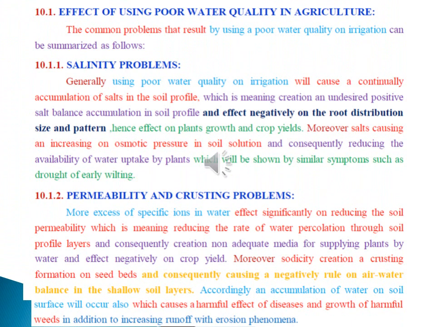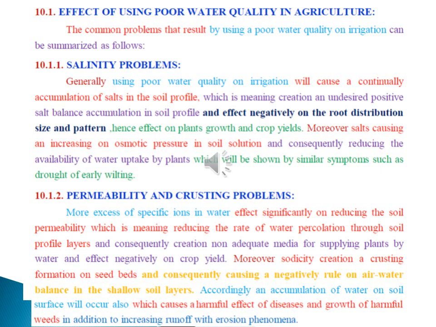Effect of using poor water quality in agriculture. The common problems that result from using poor water quality in irrigation can be summarized as follows. Number 1, salinity problem. Generally, using poor water quality in irrigation causes continual accumulation of salts in the soil, which creates an undesired positive salt balance in the soil, which affects the root distribution zone negatively, and therefore affects plant growth and crop yield, in addition to increasing the osmotic pressure in the soil solution.